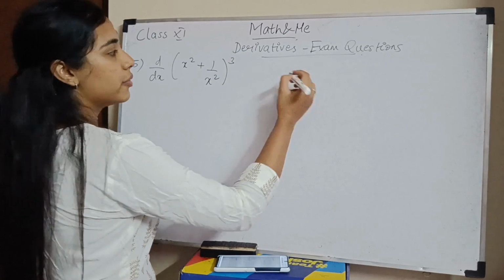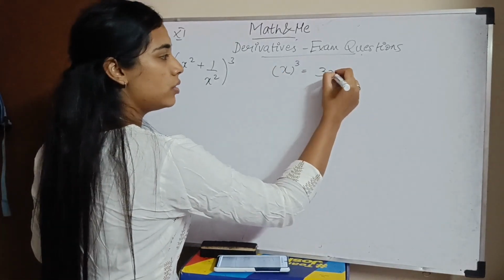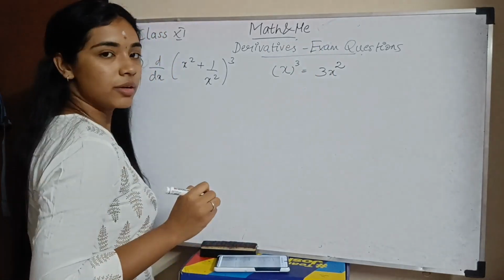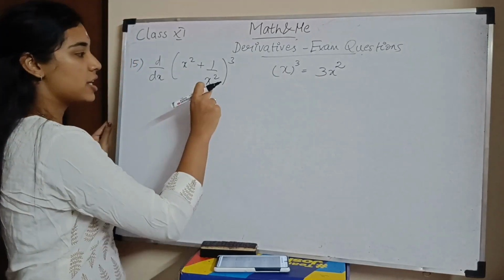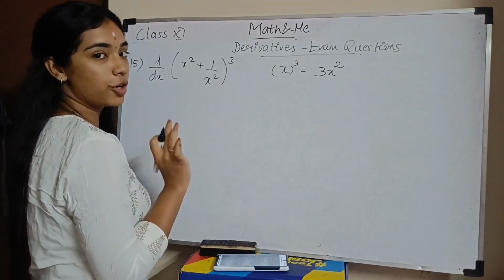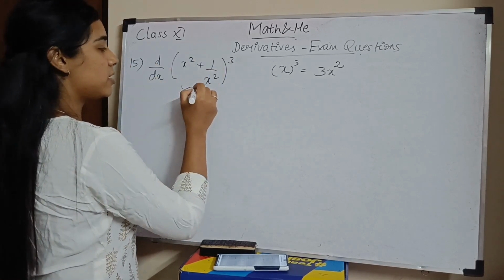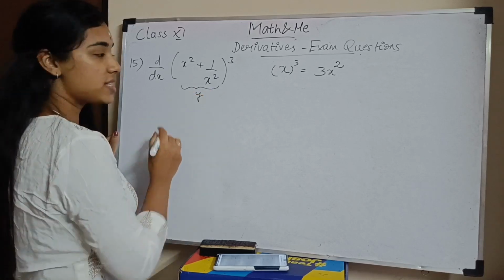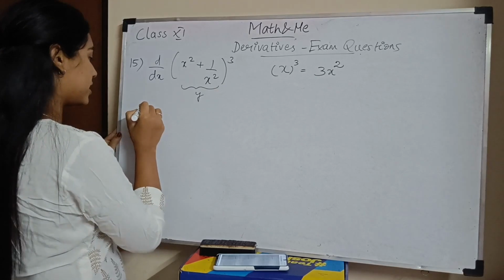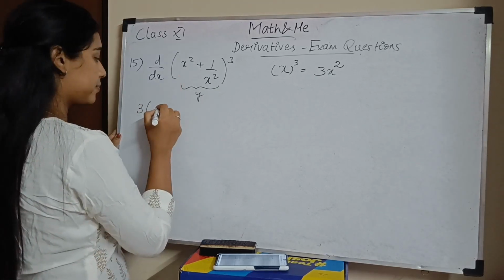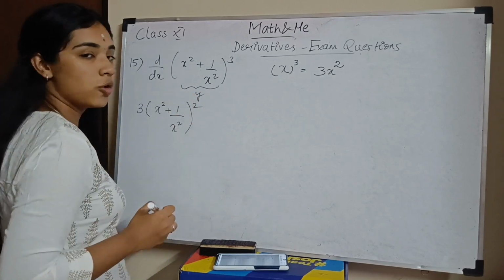So what do you do when you have some x to the power 3? You bring the power down and you reduce the power by 1, correct? So you have 3x square. But what is your x in this particular case? You have a whole new expression. So what do you do in such cases? You take the derivative of this x square. Imagine this is your y. So what is d by dx of y cube? It will be 3y square. So 3y square. What is your y? x square plus 1 by x square the whole square.